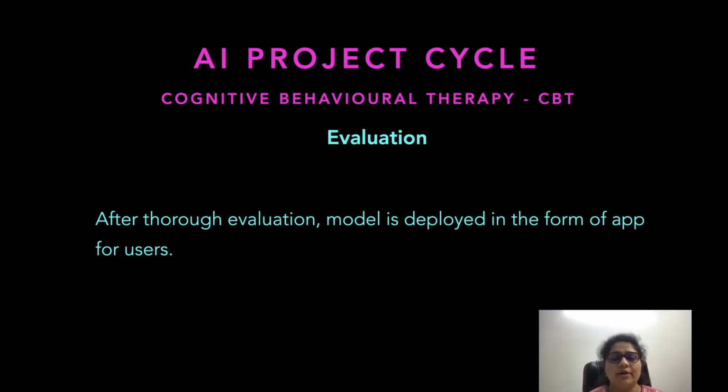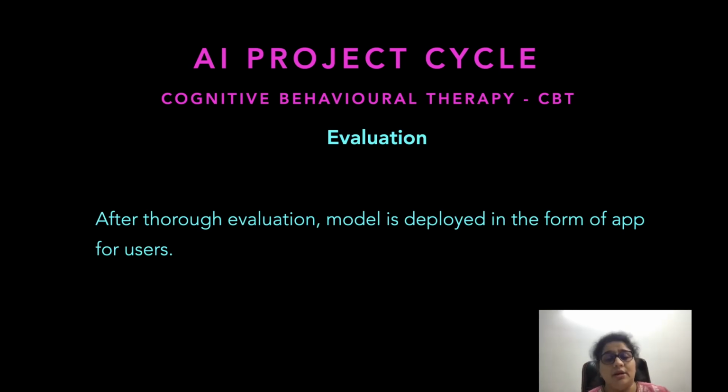So what have we understood from this evaluation? After thorough evaluation, the model is deployed in the form of an app. That means once the model is evaluated properly and is very near to accurate answers, right? Just now we have seen perfect fit. So once the model is at perfect fit efficiency, it will be deployed in the form of an app for the use of users.